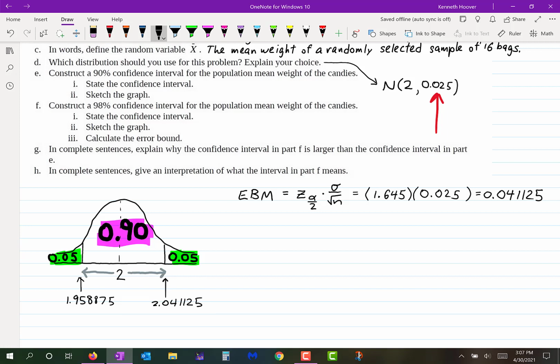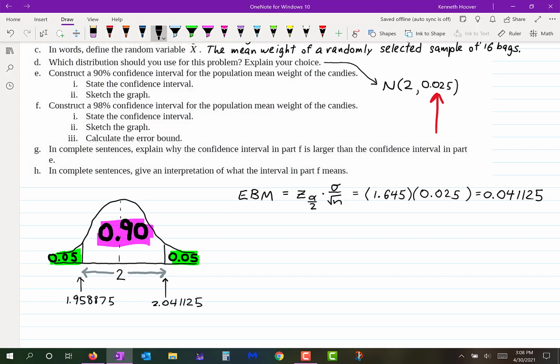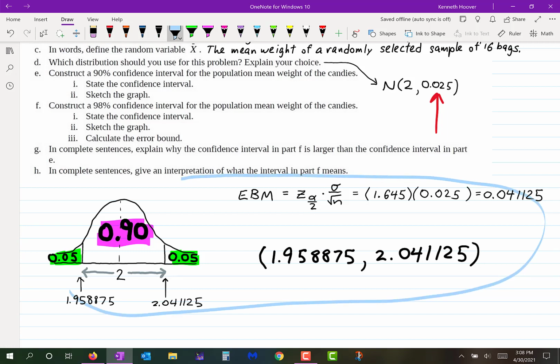And those are the numbers that make up our confidence interval. The confidence interval is the interval from 1.95875 to 2.04125. That's a 90% confidence interval for the weight of a randomly selected bag of candy. So that's how you do question E. And if you look at this, there's actually not that much to it, is there? I didn't have to write that much.